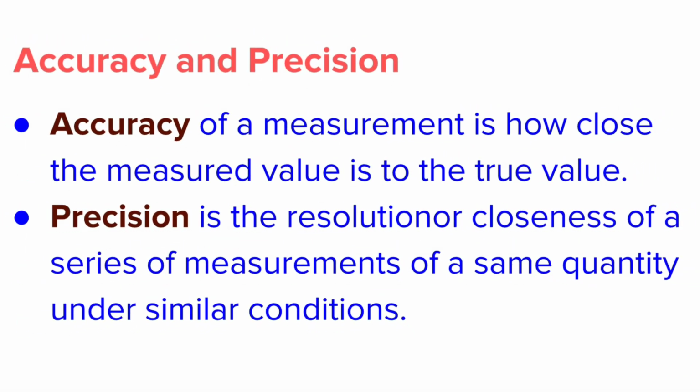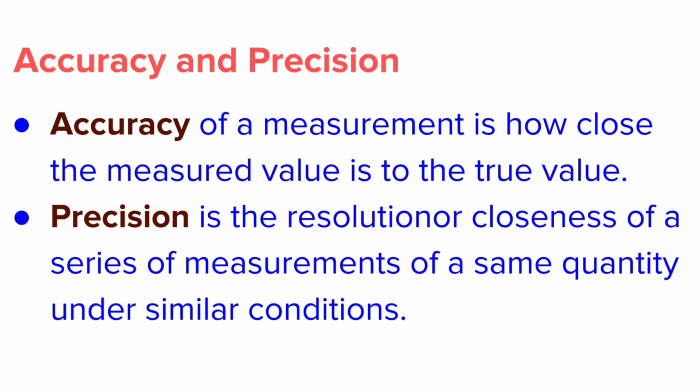Before we move on to more details about error analysis, there are two very important terms that we need to study. First one is accuracy and second is precision. Okay, now what is accuracy? Accuracy means how close are you to the true value. The degree of closeness of the measured value to the true value, means the actual value, is called accuracy.